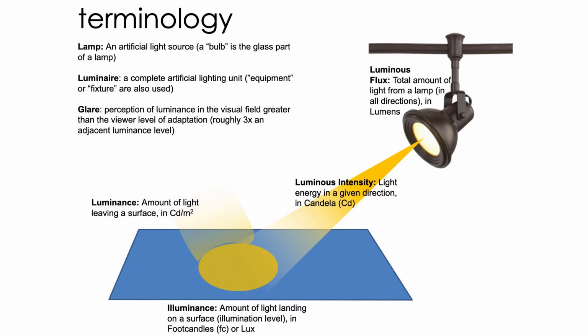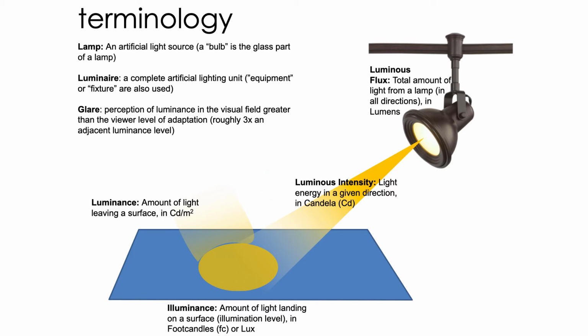All the light in all directions. If you add up those little pieces of light, then that's luminous flux. Luminous intensity is light energy in a given direction. That's typically measured in candela. The luminous flux is measured in lumens.